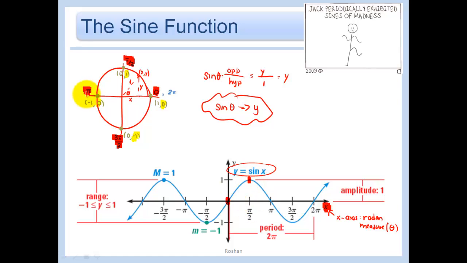Then I go over here. At pi, I plot the point 0. At 3 pi over 2, I plot the point -1. And then I go over to 2 pi, which is again 0.